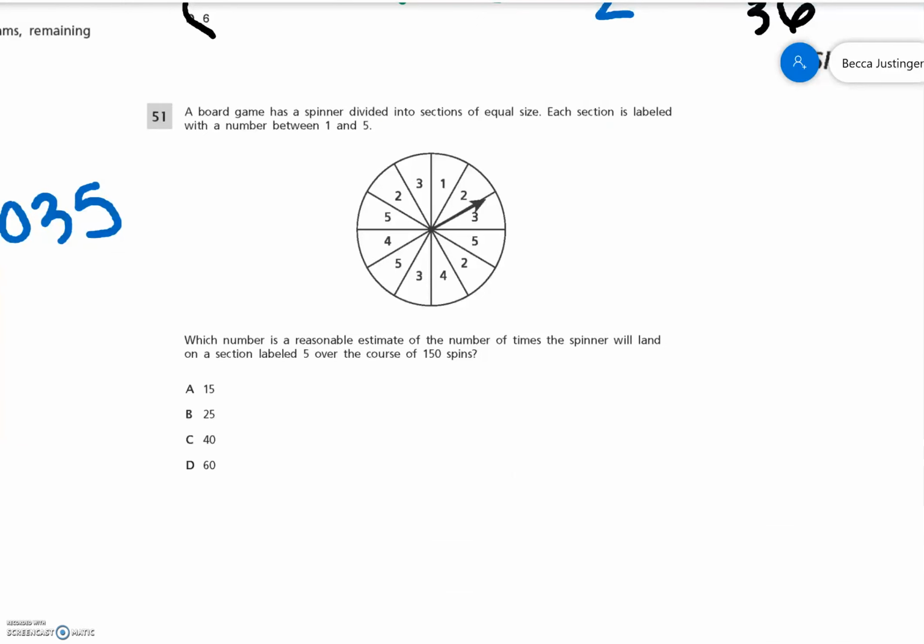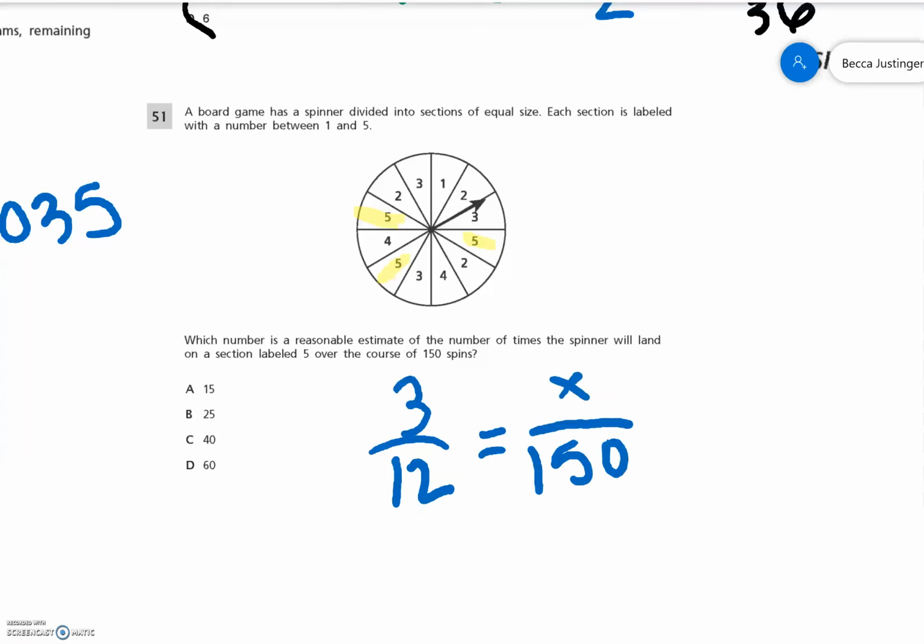Number 51. A board game has a spinner divided into sections of equal size. Each section is labeled with a number between 1 and 5. Which number is a reasonable estimate of the number of times the spinner will land on a section labeled 5 over the course of 150 spins? So how many sections are labeled 5? We have 1, 2, 3 sections out of a total of 12 sections. So 3 over 12 is how many times you would expect it to land on 5. And we want to know how many times would that happen of 150.